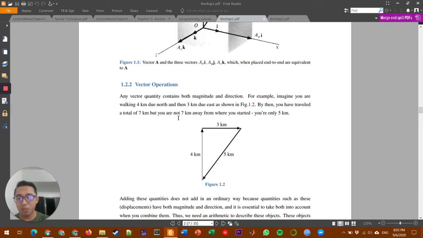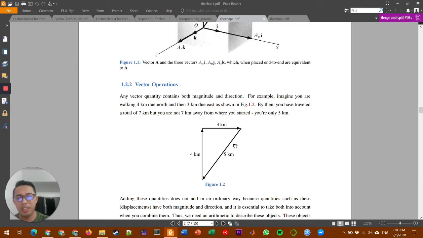But in actuality you are only 5 kilometers away from the starting point. How is that possible? The hypotenuse, right? That is not what we measure for distance. This is your distance, but the displacement is the shortest path. This is the Pythagorean theorem, so this is actually 5 kilometers.